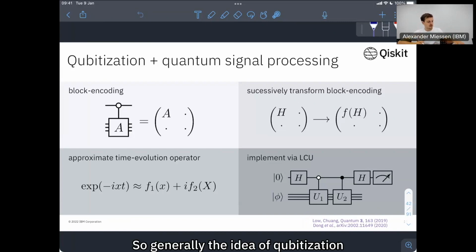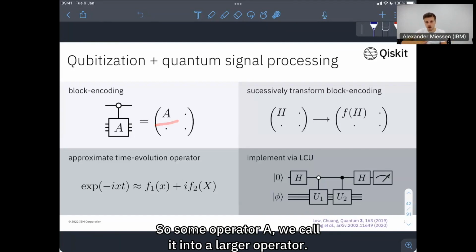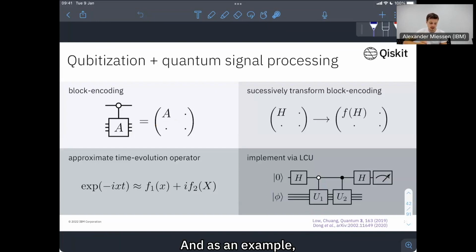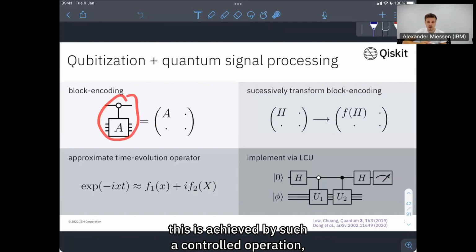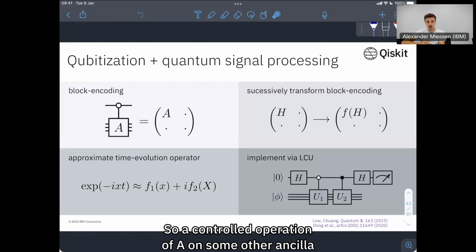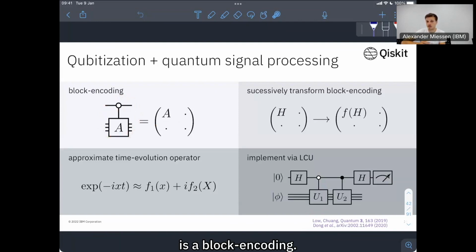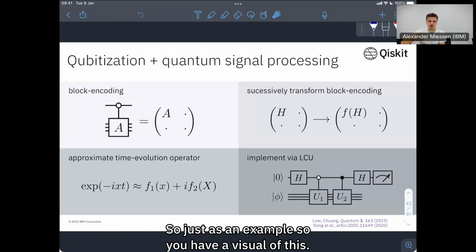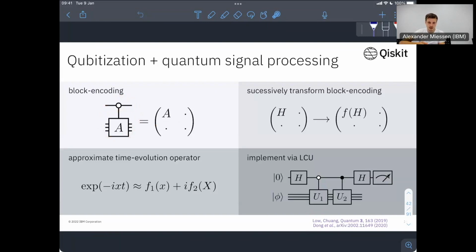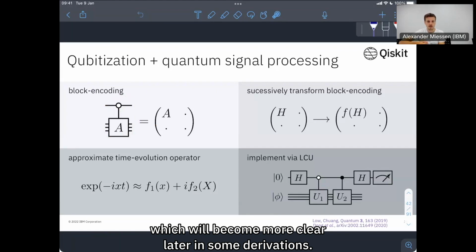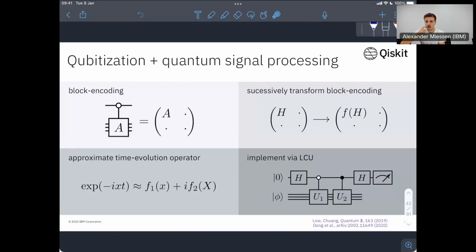So generally, the idea of qubitization is to block encode some operator, so some operator A, we call it, into a larger operator. And as an example, this is achieved by such a controlled operation, for instance. So a controlled operation of A on some other ancilla is a block encoding. So just as an example, so you have a visual of this. And qubitization does this in a specific way, which will become more clear later in some derivations.